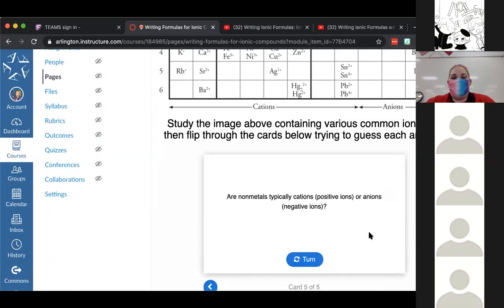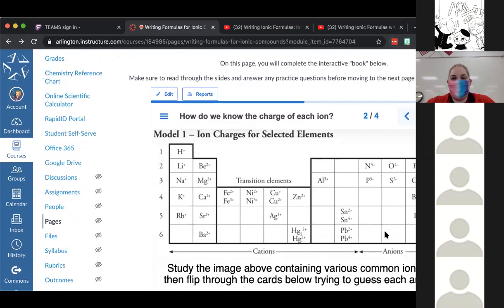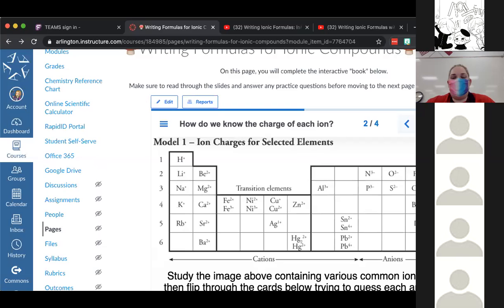All right, last question. Nonmetals, are they cations or anions? We already said this earlier, so I'm not going to make us answer it, because we already talked about that they're over here, they're the negative anions.